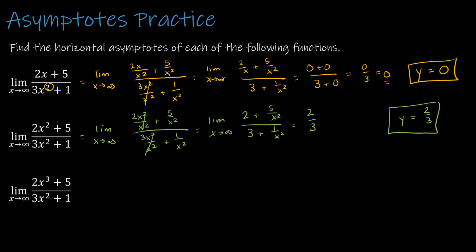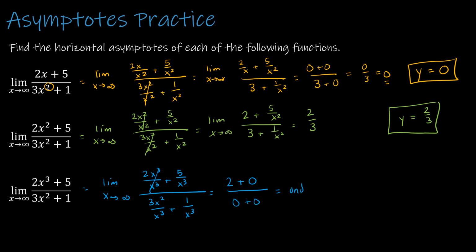Well, now let's look at that last one. If I take everything divided by x cubed, 2x cubed divided by x cubed, and I'm dividing by x cubed because it is the greatest power of x, and then 3x squared divided by x cubed plus 1 divided by x cubed. So we can see what's going to happen here is I'm going to get 2 plus 0 over, this is essentially 3 over x, which is 0 plus 0, which is undefined. So that means no horizontal asymptote.